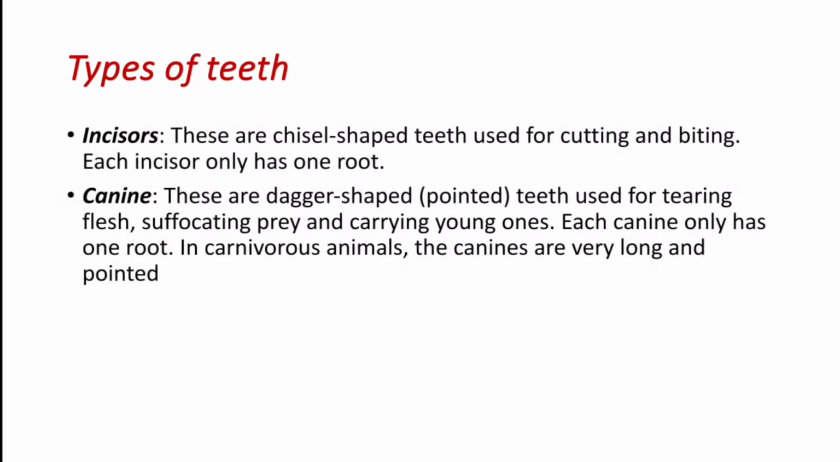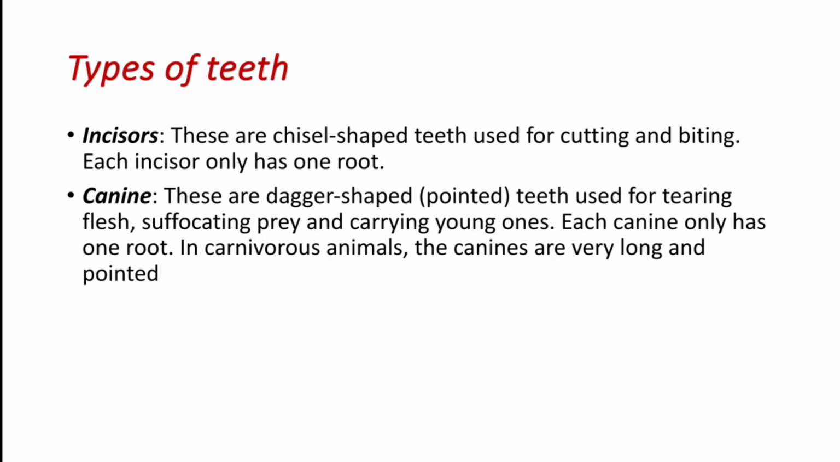All right, now let's look at the types of teeth that we have. So there are 4 types of teeth. We've got the incisors, which is the first one here. So let's find out what incisors are. Incisors are chisel-shaped teeth used for cutting and biting. Each incisor only has one root. So again, plural incisors, singular incisor. These incisors are the ones at the front.